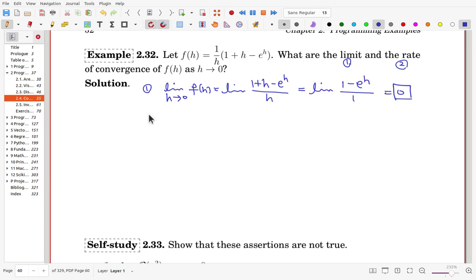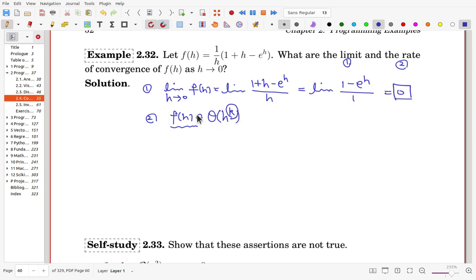Now here, secondly, we want to find the rate of convergence of f of h. That means that we have to find k such that f of h is in big O of h to the k. So we have to find this k. So the problem is asking to find the rate of convergence of f of h. That means that here we have to find k such that f of h is in big O of h to the k. Okay.